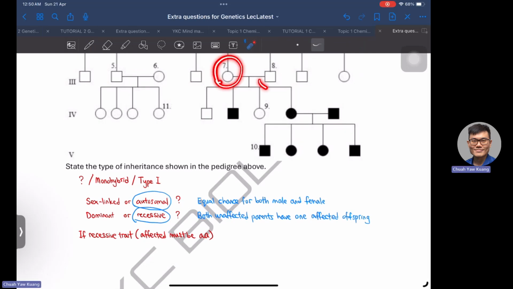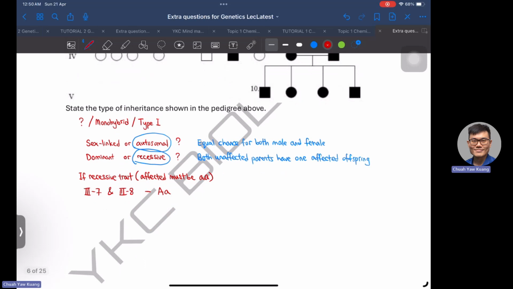Since over here you can see individuals 3, 7 and 3, 8 are both not affected, and they are able to produce an affected child, that means both must be heterozygous. Then only can they produce a child that is affected. So individual 3, 7 must be heterozygous, and then he will produce this gamete.